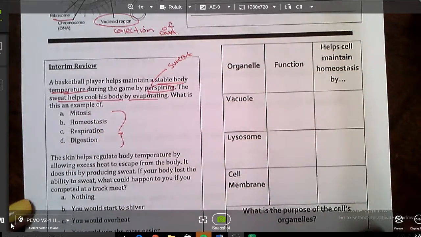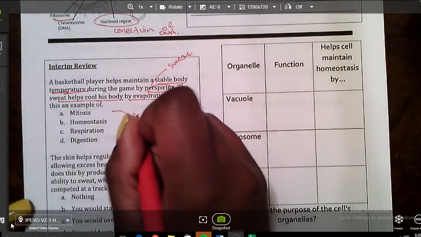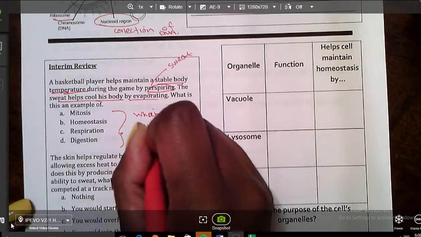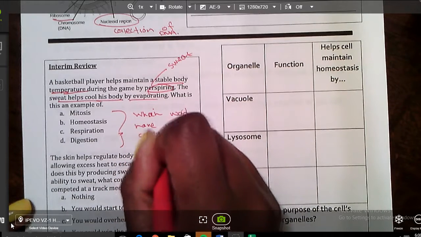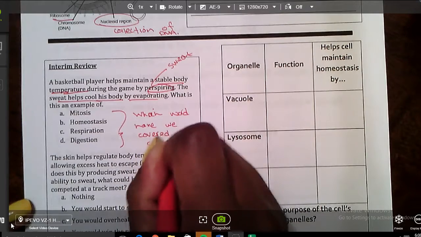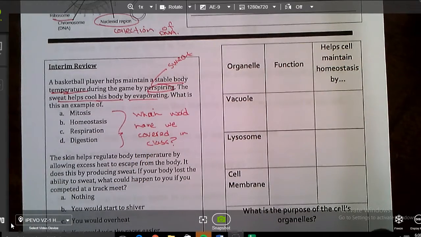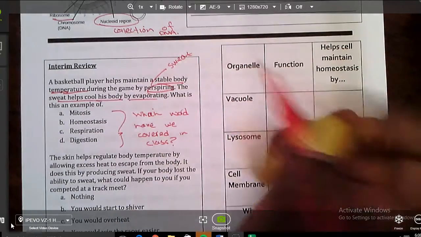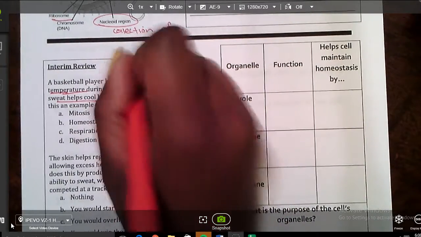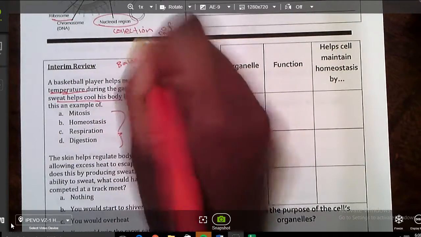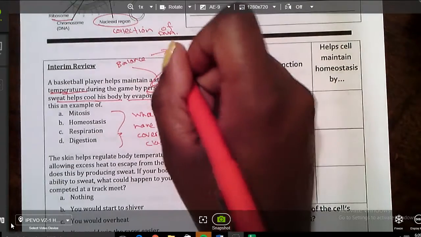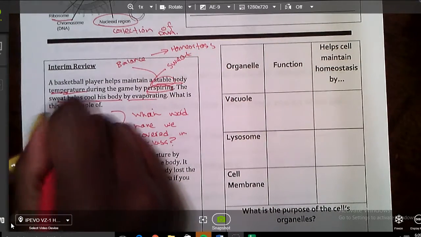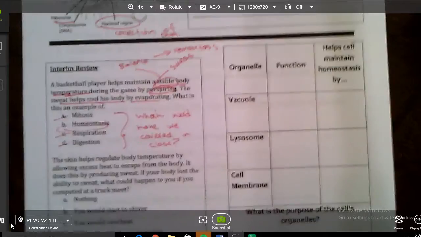So here's a quick tip. If you take a look at these words, you want to ask yourself, which word have we covered in class? Which word would be important to this unit? And where have we talked about the body sweating to keep stable or to keep balance? We know that when the body is attempting to keep its balance, it is called homeostasis. Therefore, we can remove these three other answer choices.